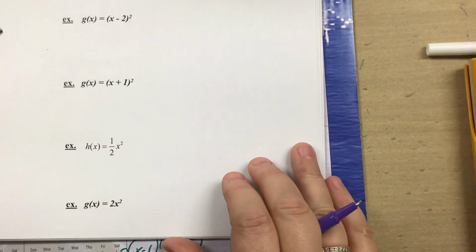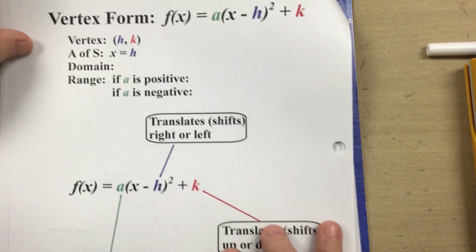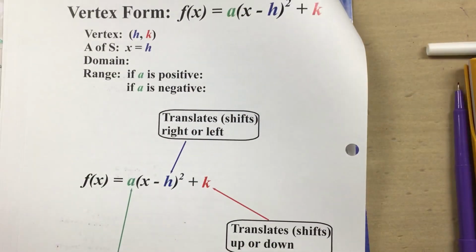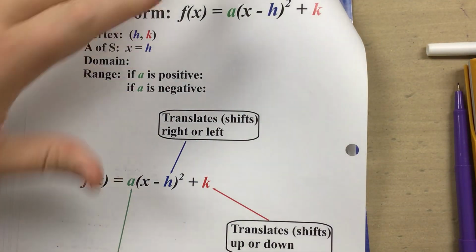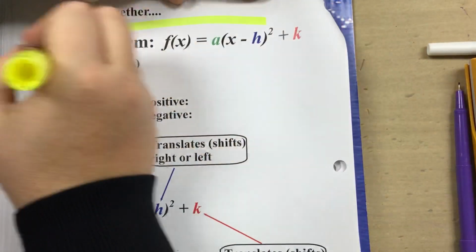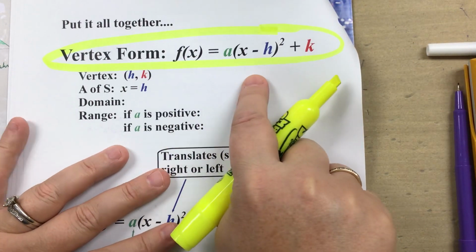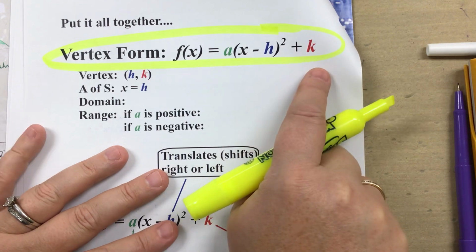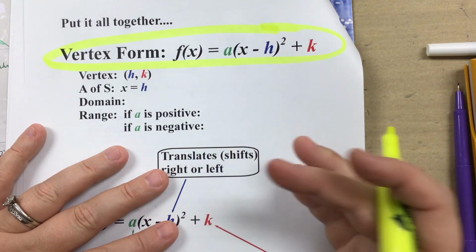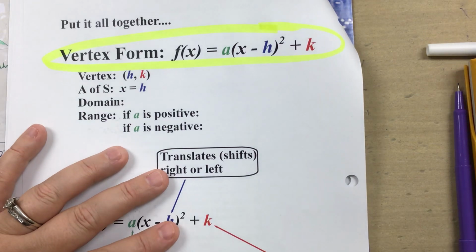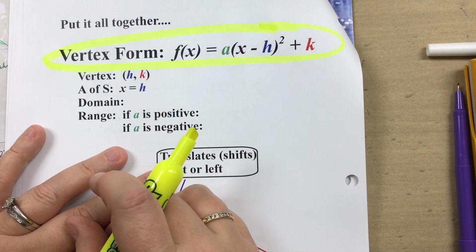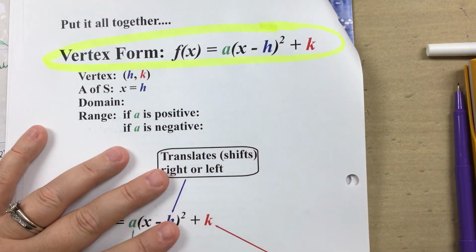What we're going to do next in just a moment is put it all together and see if we can figure it out. When you put it all together, you get vertex form. This is the vertex form: f of x equals a times the quantity x minus h squared plus k. We've talked about standard form, and how to find the vertex and the axis of symmetry, and get 5 points to plot it.